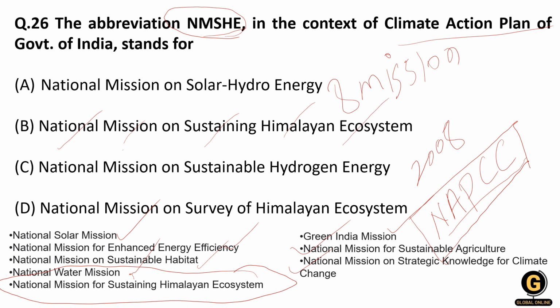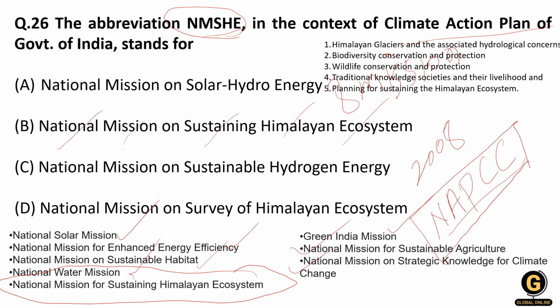The name suggests that it is for helping and sustaining the Himalaya and its surroundings, right? So what were the sub goals of this mission? To study Himalayan glaciers and associated hydrological concerns, then biological conservation and protection, wildlife conservation in the Himalayas, then traditional knowledge societies and livelihood, and planning for sustaining the Himalayan ecosystem. So these are the 5 important goals of this national mission on sustaining the Himalayan ecosystem.